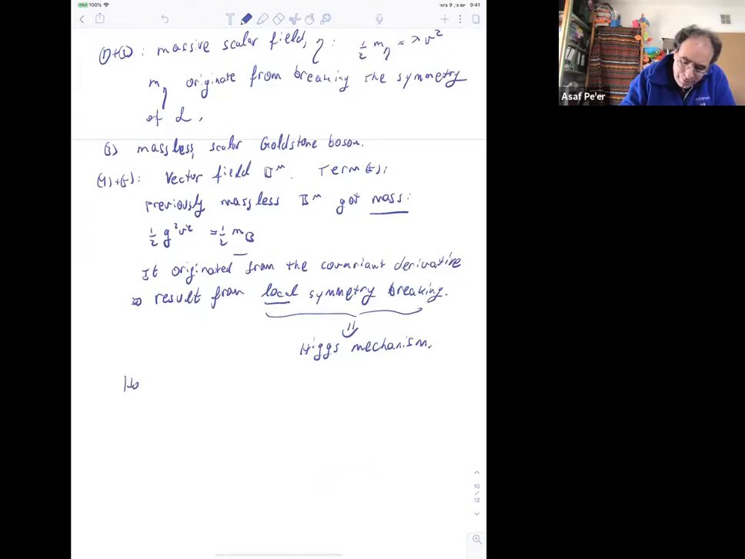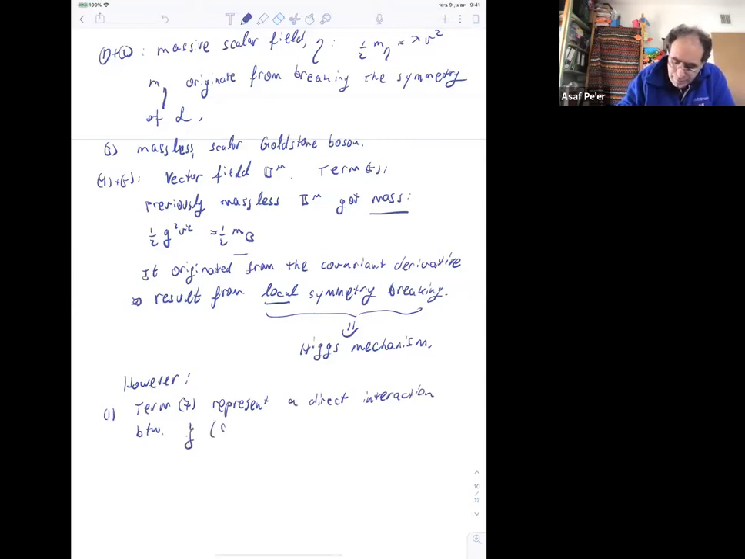So, however, term number 7 represents a direct interaction between the Goldstone boson and B_μ. Cannot be physically.